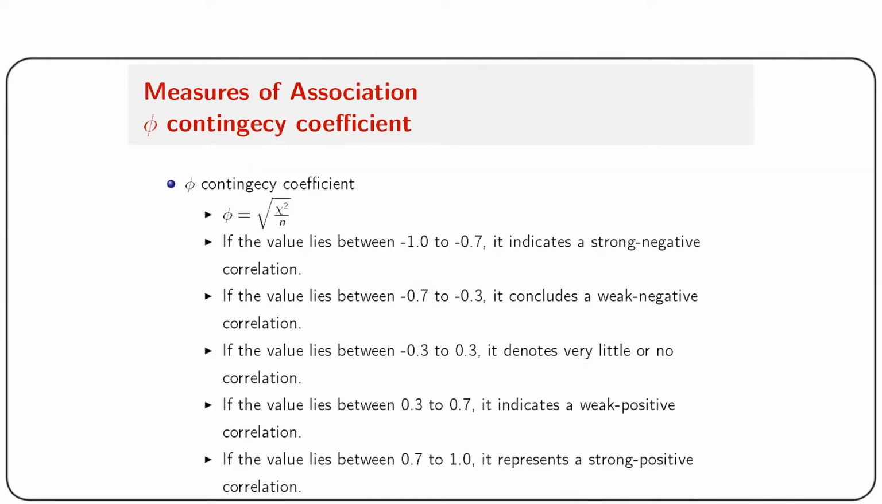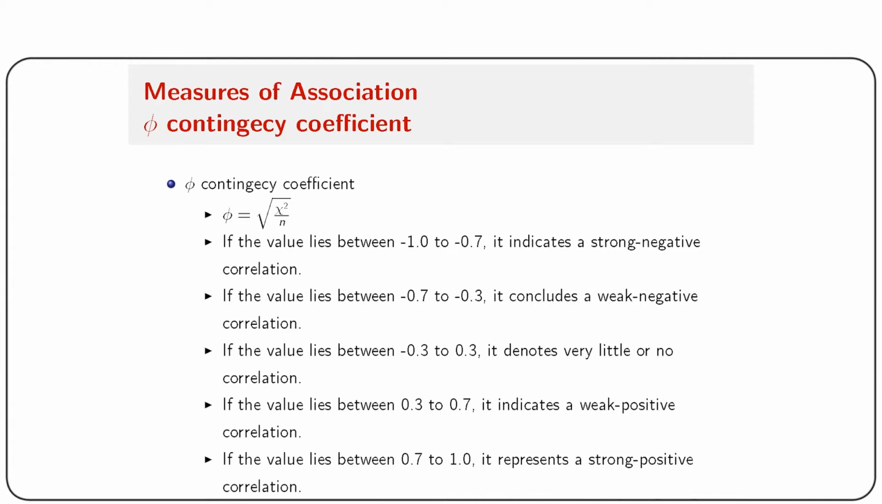So now we'll see how we can generate some measures of association in R. First, start with the phi contingency coefficient. The phi contingency coefficient is actually calculated as the square root of the chi-square value divided by n.